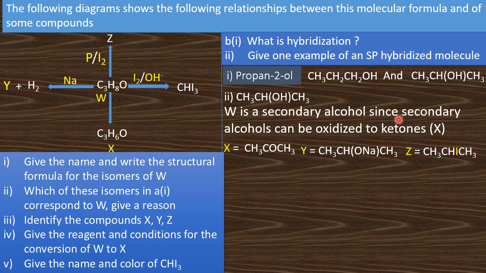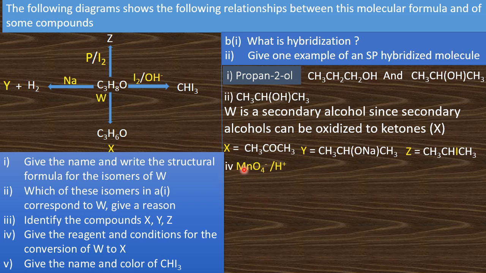Then, friends, the next part says that we should give the reagents and reaction conditions for the conversion of W to X. To go from W to X, all we need is the permanganate ion, or potassium permanganate. I will just put permanganate ion. If you have potassium permanganate, you are on track. Of course, we all know this is ineffective without an acidic medium, so we have to acidify it with H plus. This H plus might come from mineral acids such as concentrated sulfuric acid.